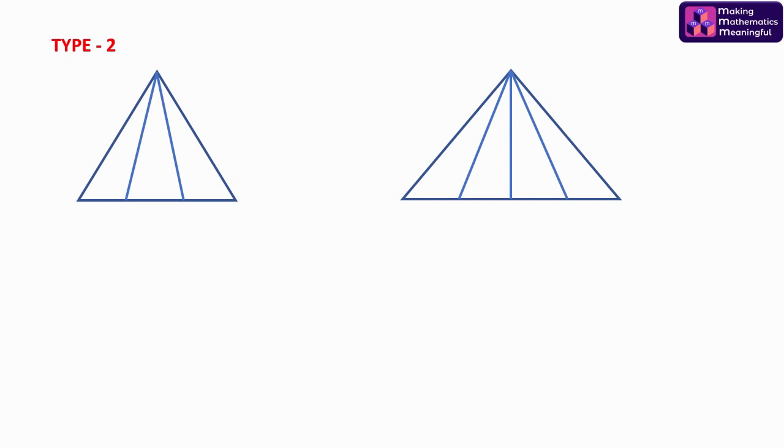Consider type 2. Here we observe that our base is divided into 3 parts. So this is the first part, this is the second part and this is the third part. Just add these numbers, you will get the total number of triangles. So 1, 2, 3, 4 in this figure. You just add these numbers and you will get the total number of triangles.